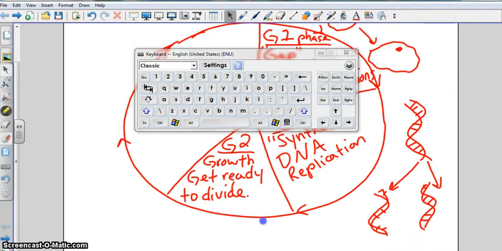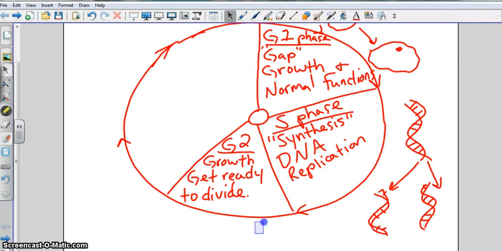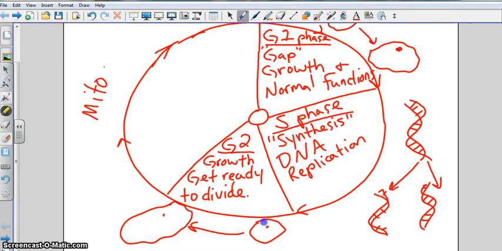So I'm going to give myself a little visual here. I'm going to draw a cell getting larger to remind me what's going on during this phase. Growing. And the last phase is cell division, which we can call mitosis. This is the last stage of the life cycle.